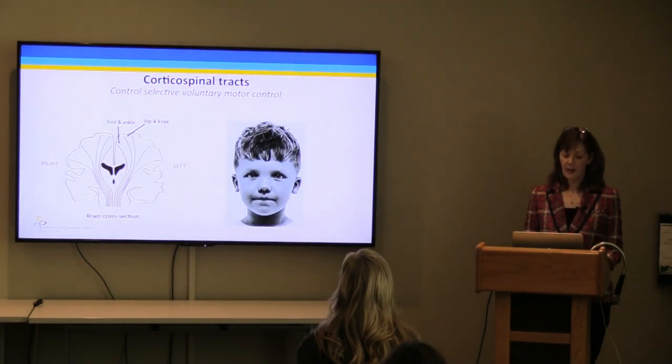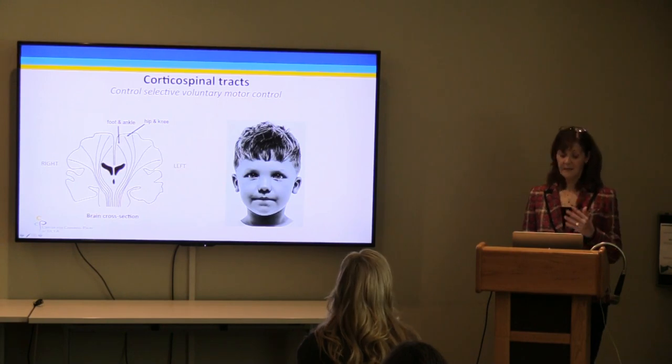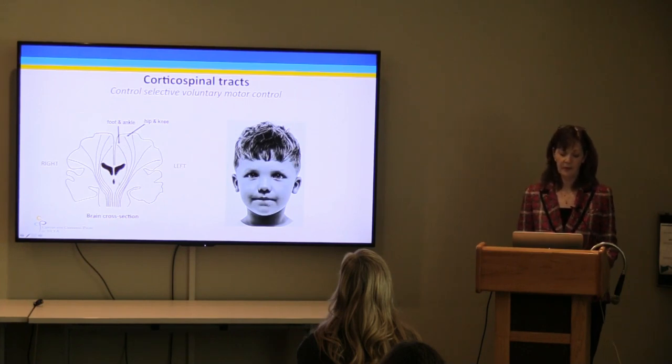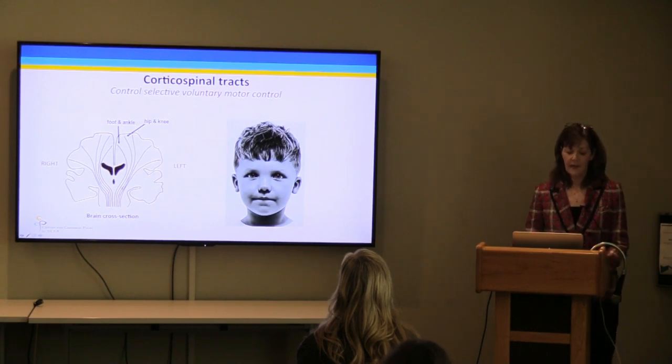So I'm going to be talking a lot about corticospinal tracts, and these are the tracts that control voluntary motor control. And if we're looking at this child's face facing us, if we took a cross section through his brain in this position, this is a schematic representation that you see on this side. So the corticospinal tracts, of course, are on each side of these dark areas here called the ventricles. And the ones that course closer to the ventricles are the foot and ankle and the hip and knee.